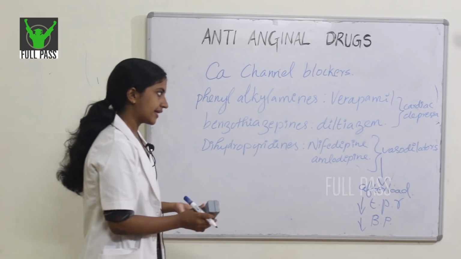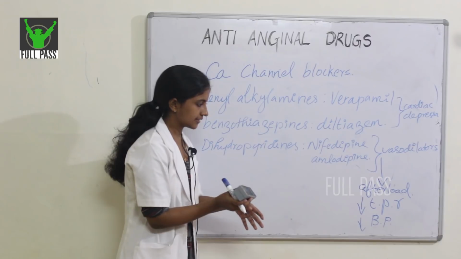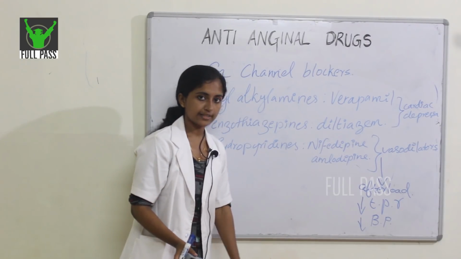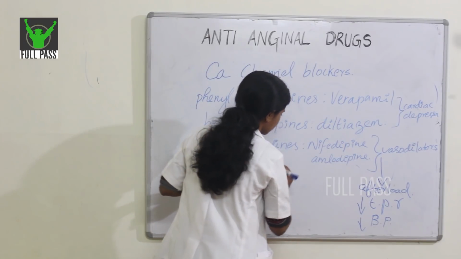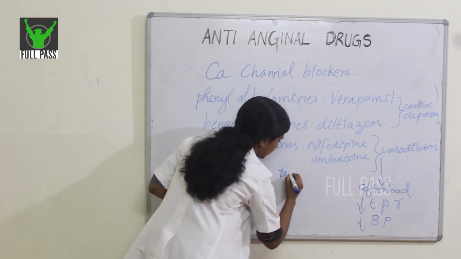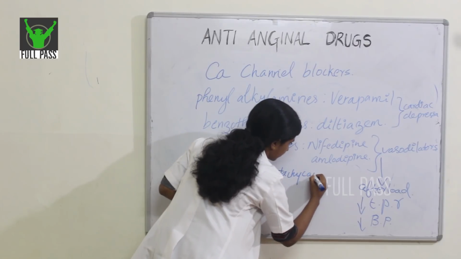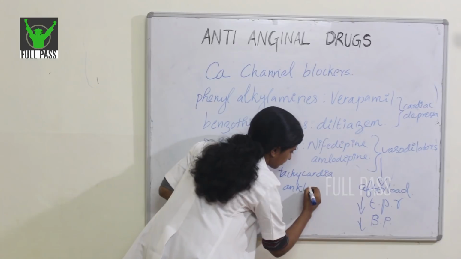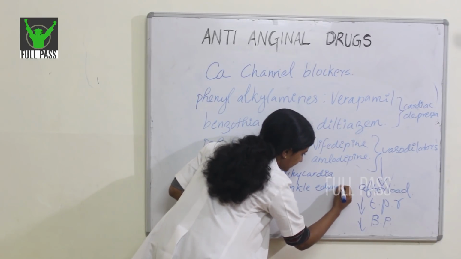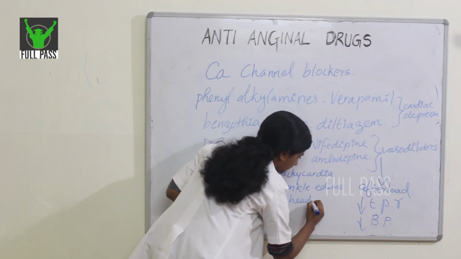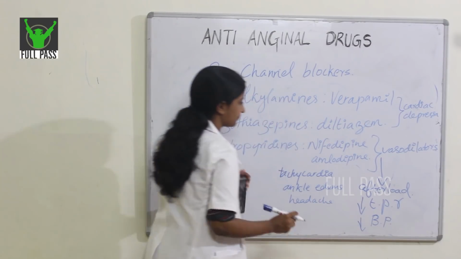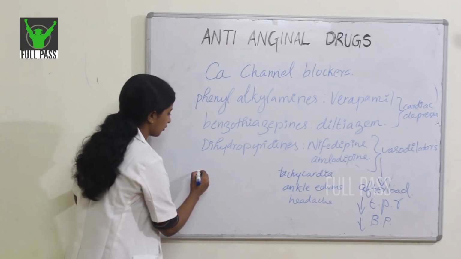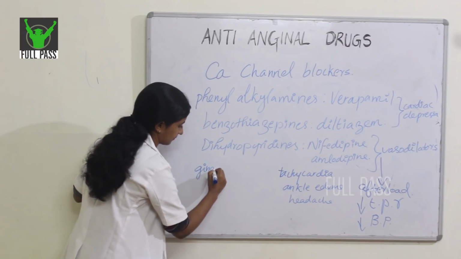One important side effect of using dihydropyridines is that they can cause reflex tachycardia because of this fall in BP. Then other side effects are ankle edema, again headache and all. Now both nifedipine and amlodipine have a side effect known as gingival hyperplasia.